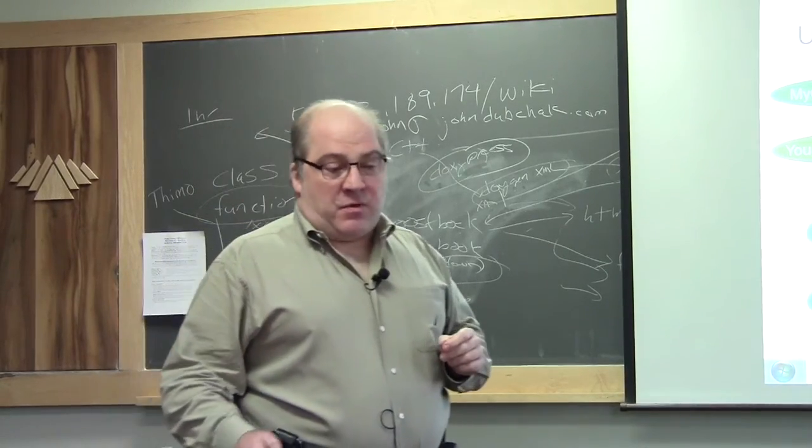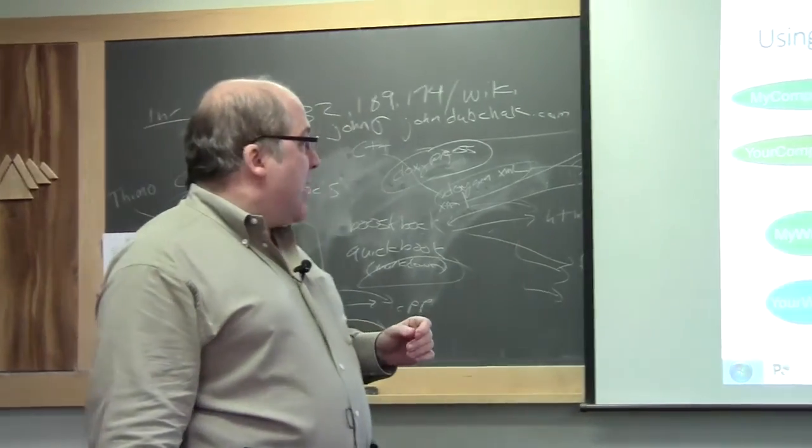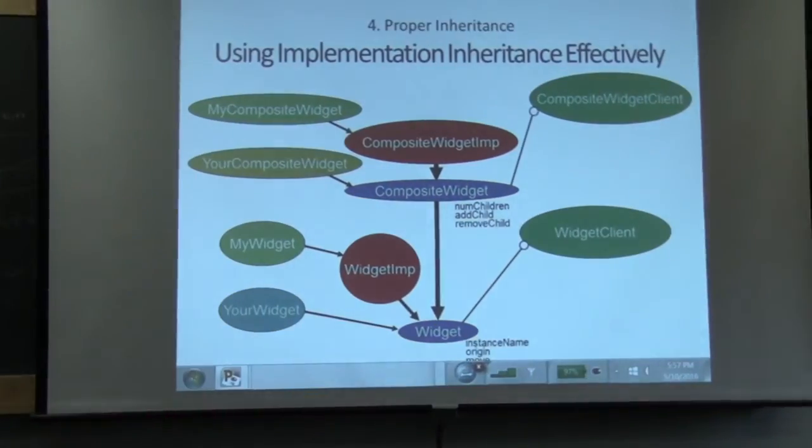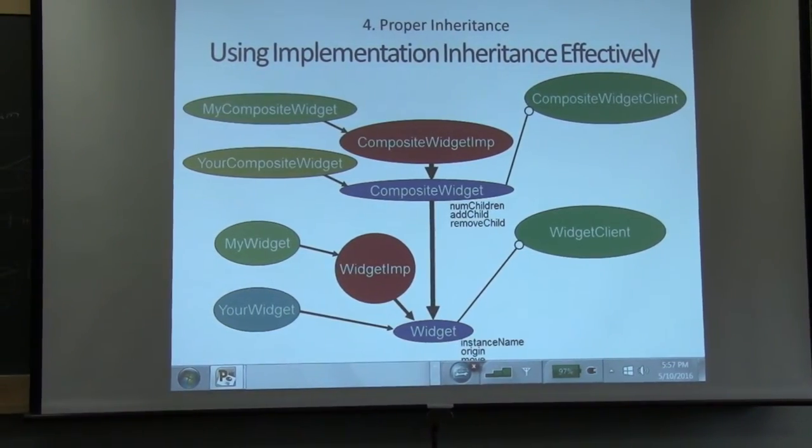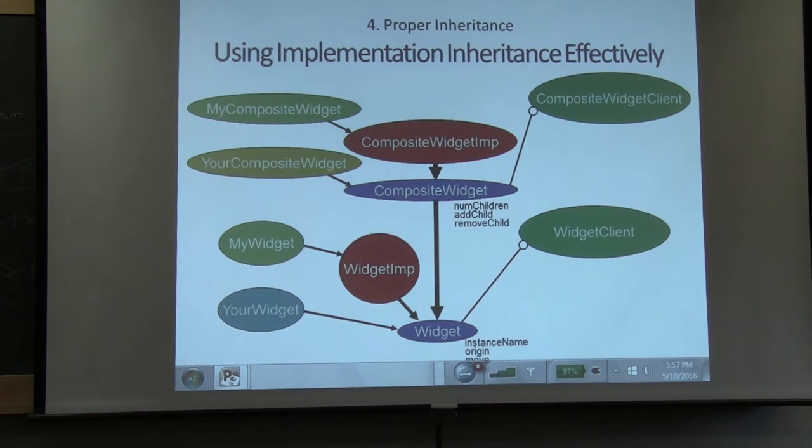Then you say, well, all right. So this brings up another one. There's dynamic cast. You can say, well, I've got a widget, I'll dynamic cast it to the composite widget, and if it doesn't work, I'll do something else. So this brings up another rule. Use dynamic cast only when you don't need it. And I'm not joking. If you need the dynamic cast, you must not use it. If you don't need it, it's okay.